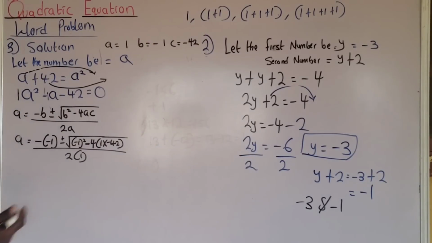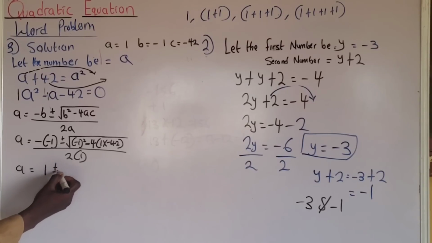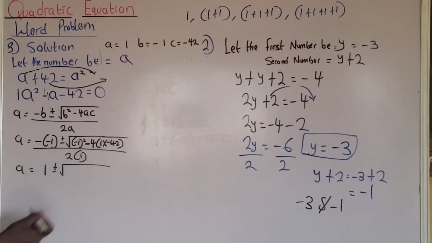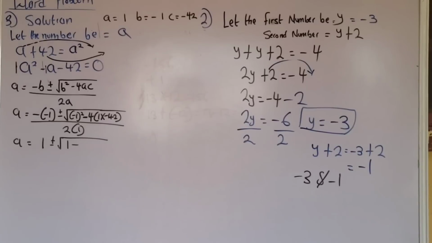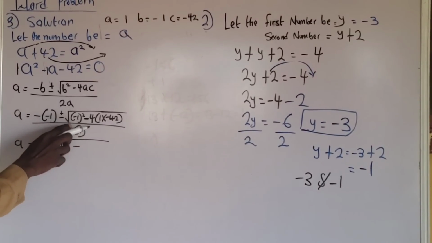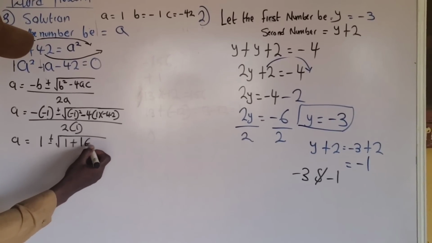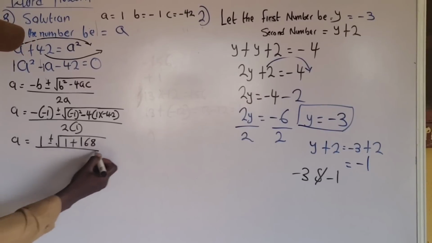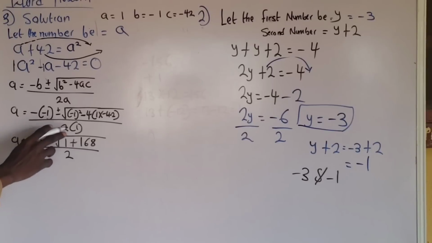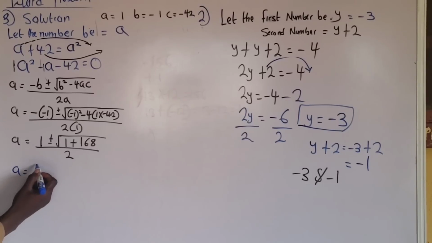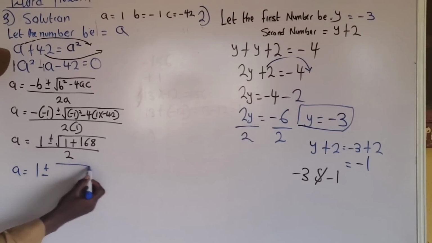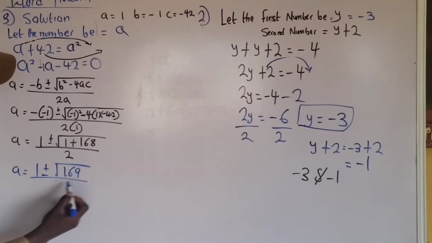So all we have to do is just simplify this. Let's proceed. A is equal to 1 plus or minus the square root of negative 1 squared, which is 1. Negative 42 multiplied by negative 4 gives us 168. That is plus 168, all over 2, because 2 multiplied by 1 will give us 2. So here I'm going to have A is equal to 1 plus or minus the square root of 169 all over 2.